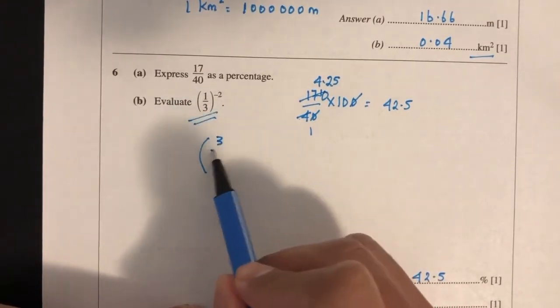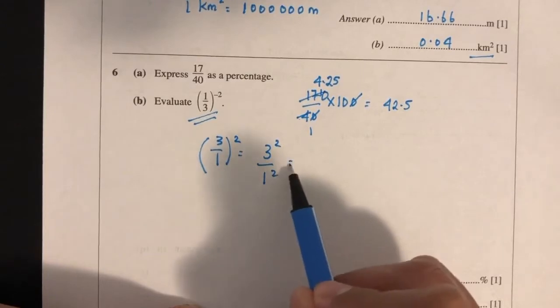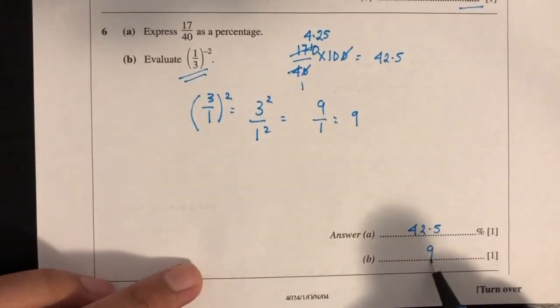Now for this one, as the power is negative, we have to make this positive. So it becomes 3 over 1 power 2, becomes 3 power 2 over 1 power 2, which is 9 over 1, which is 9. That's your answer for part B.